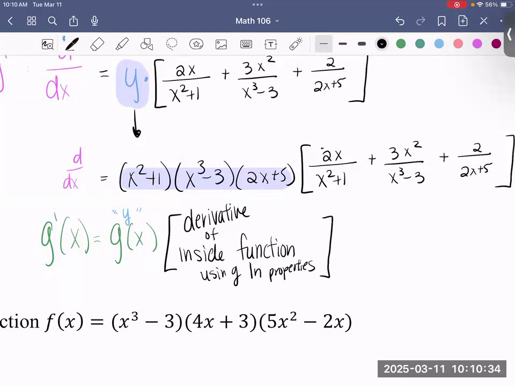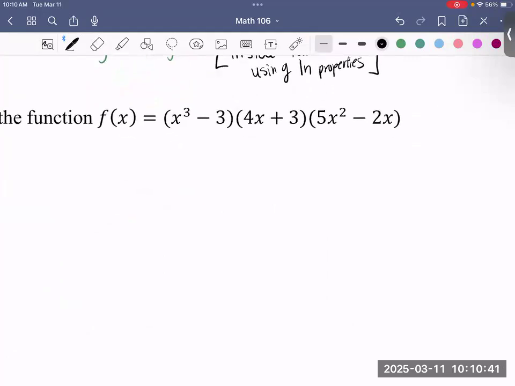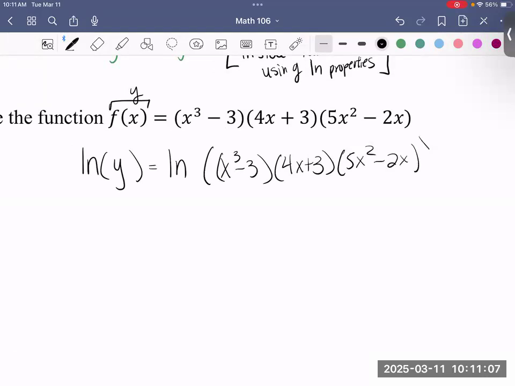So let's have you guys try it one more time with example 3. You'll notice that there's no ln in sight. So we have to take the ln of both sides. And I'm just going to call this y. I'll just label that as y. So you take the ln of both sides. And now let's go ahead and derive.